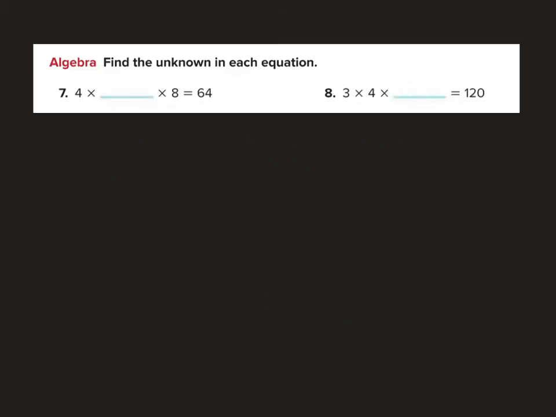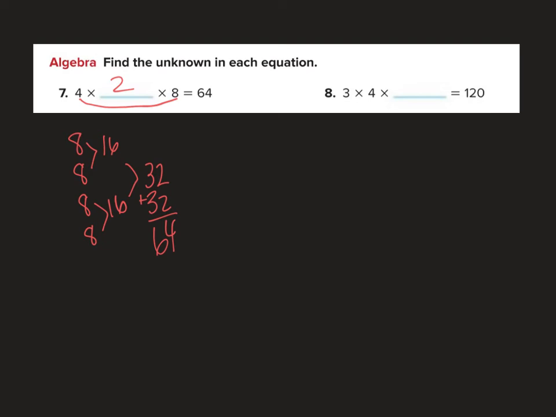Algebra, find the unknown in each equation. So what I first should do is figure out what is 4 times 8. So 8, 8, 8, 8. 16 and 16 is 32. So how many 32s do I need to make 64? Let's see, do I need 2? Look at that. I need 2 32s to make 64.